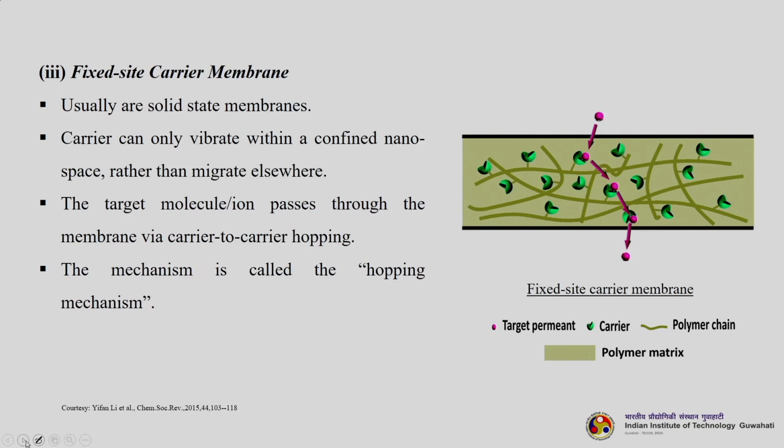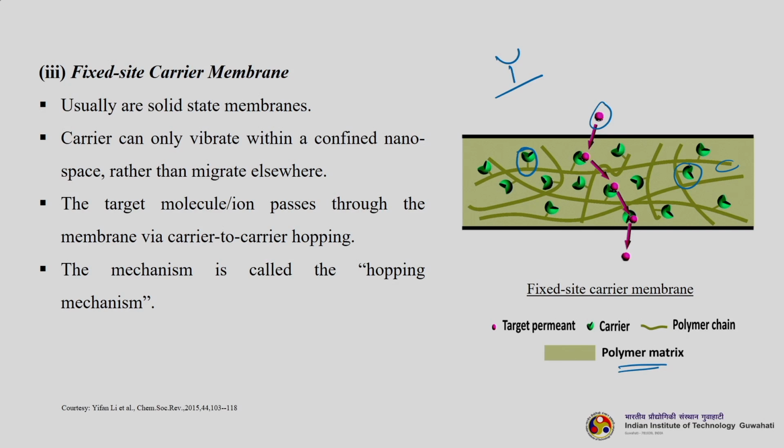The next one is the fixed site carrier membrane. Here also the membrane is a polymer matrix. You can see the polymer chains here, these are your carrier, and this is the solute or permeate. Usually in solid state membranes, the carrier can only vibrate within a confined nanospace rather than migrate, because you can see here the carrier is fixed to the polymeric matrix. You can see something like this, the structure. So, this is a fixing structure.